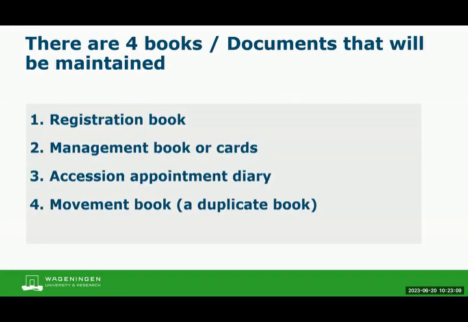There are actually 4 books or 4 documents that are maintained within a community seed bank. It may sound like so many, but it's not. It's very simple. So first is the registration book.